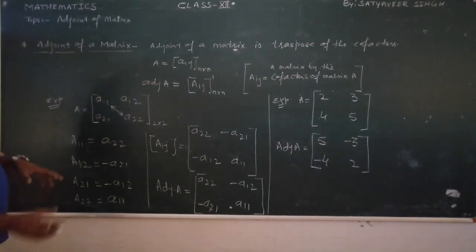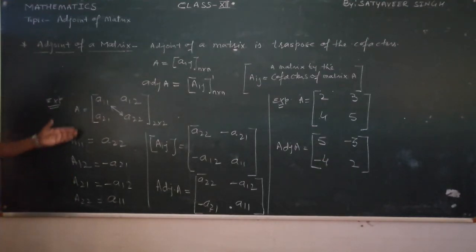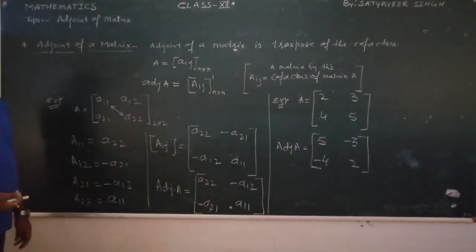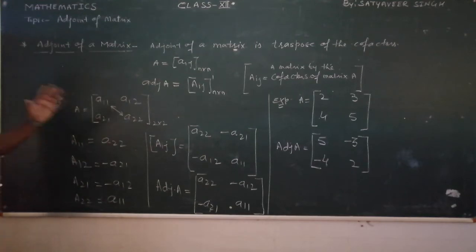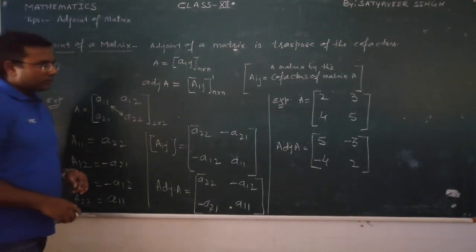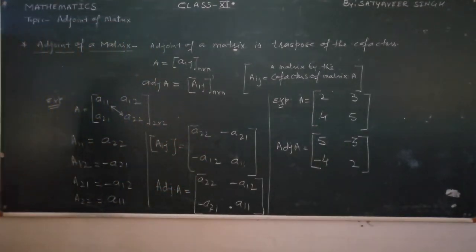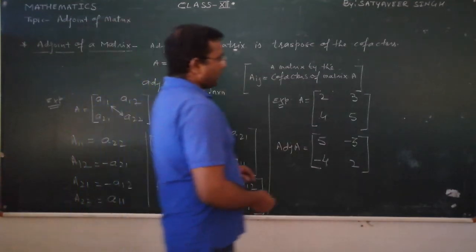So it is the easiest way. Mathematically we can calculate like this. This method is not applicable for a matrix of order 3, so that is why it is only for a 2 by 2 matrix. So this is the shortcut method for finding the adjoint of a matrix of order 2. Let us see one more example here.